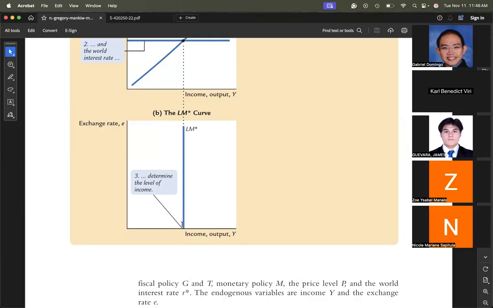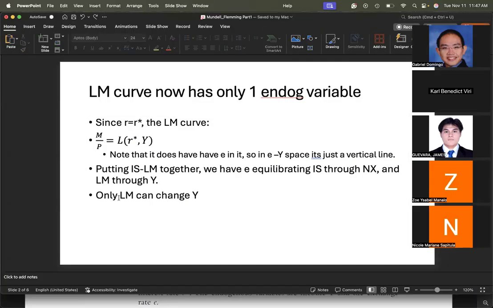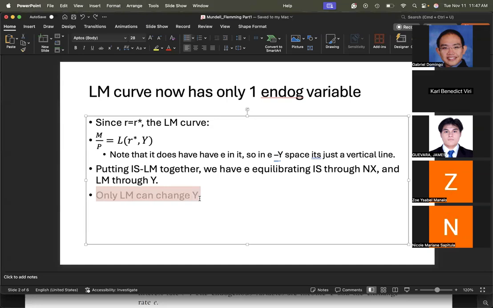So that also tells you na pag nag-shift to the right ang LM, tataas ang Y because remember that's the endogenous variable. If it shifts to the right, Y will go up. If LM shifts to the left, Y will go down. Okay? So LM and Y, they're super connected right now. And only LM can change Y, right?